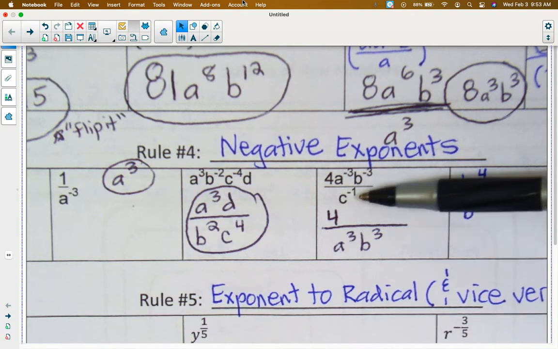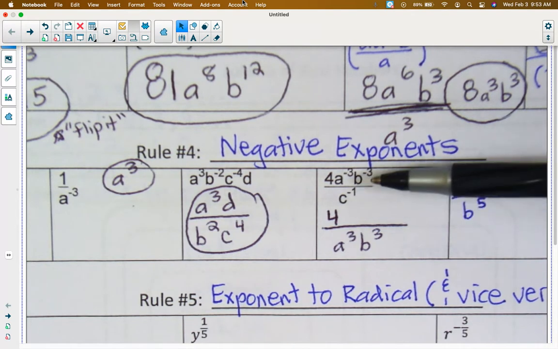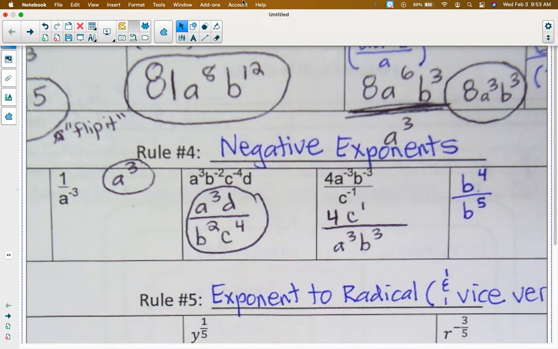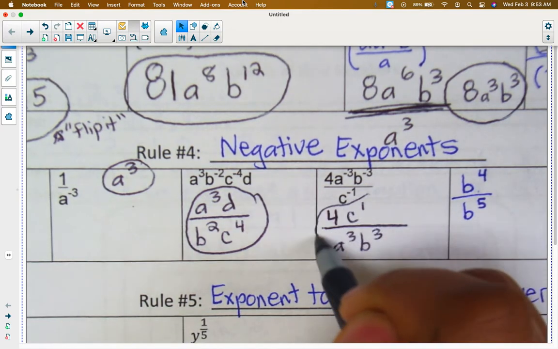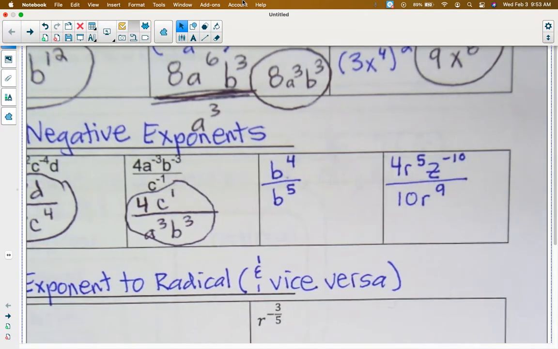And c to the negative first power needs to move from the denominator to the numerator. So that'll be c to the first power. And you don't need to put that 1 there, I'm just putting it there so you know that it was negative and then we flipped it. Okay, a couple more that we'll do.